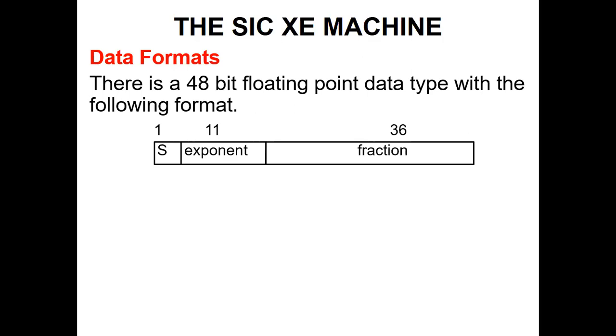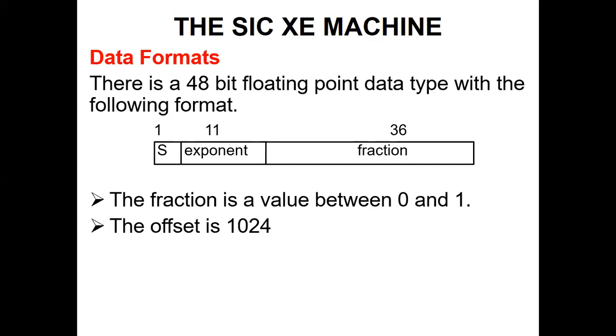Now from architecture, I think you can remember the format of a floating point number. We usually have a sign, because the number can be negative or positive, then the exponent and then the fraction. Since these are 48 bits, the first bit is always the sign bit, which can be a 0 or a 1. The next 11 bits are the exponent, which is in excess of 1024. Then the fraction is put into 36 bits. So that is the format.